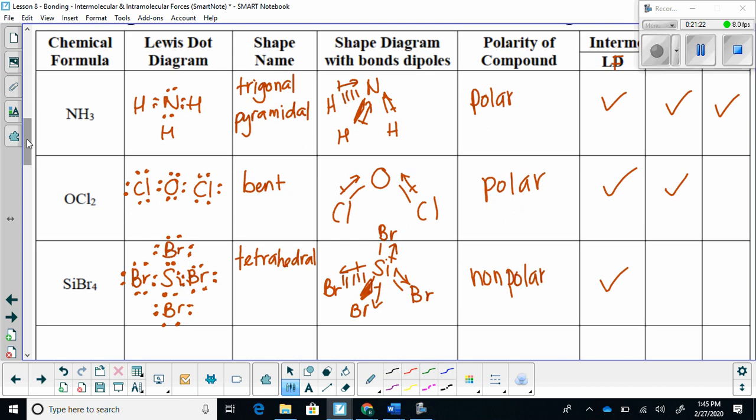Hold on. 1, 2, or 3. Which one has the weakest? 3. Which is the strongest? 1. Good. Okay, do the last one on your own. Get me to check, and then you're doing your homework for today.